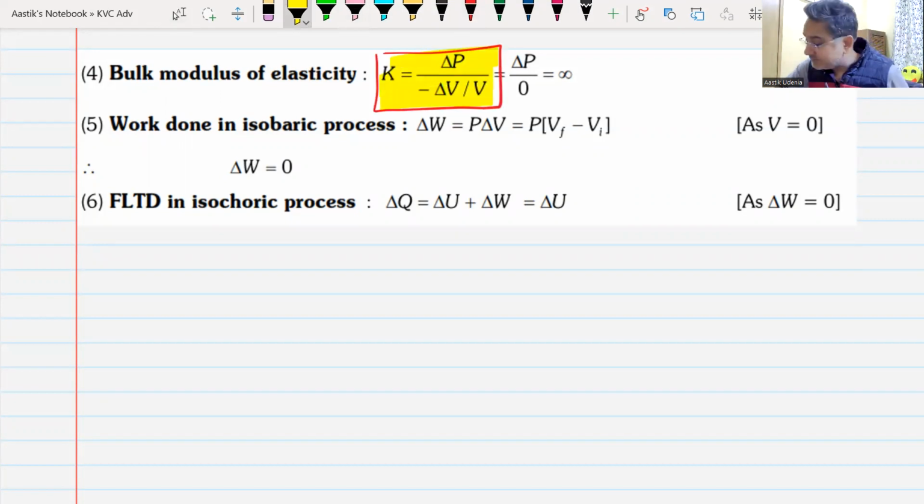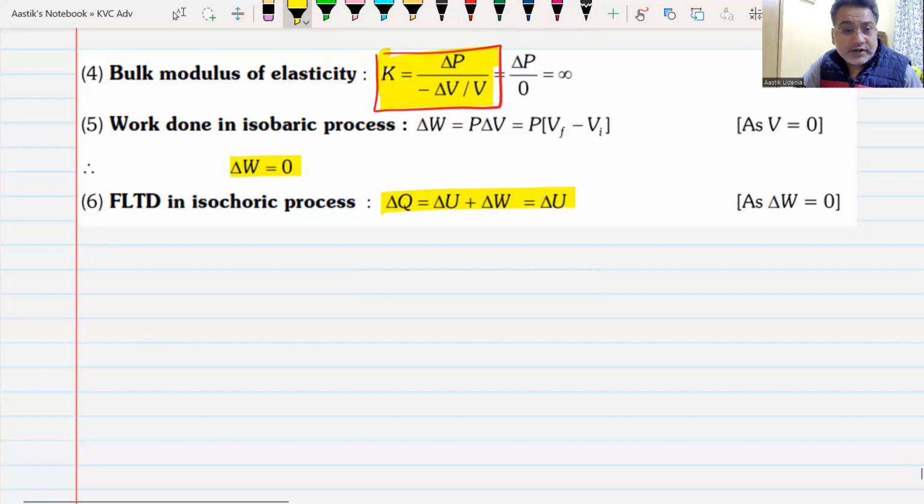Do we understand this? Yes, sir. The work done in this process is zero. We understand this? Yes, sir. So in this process, the change in internal energy will be equal to delta Q, and delta Q will be nCv delta T. That is equal to mu into nR into delta T. Yes or no? Yes, sir.